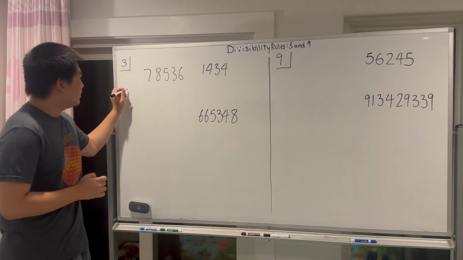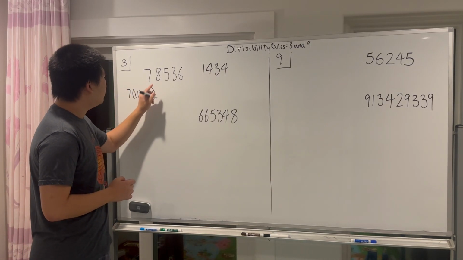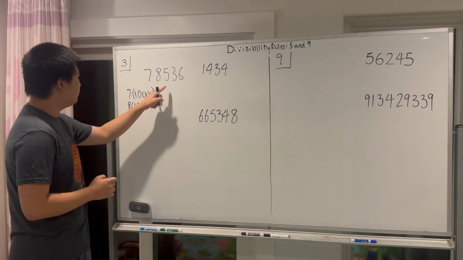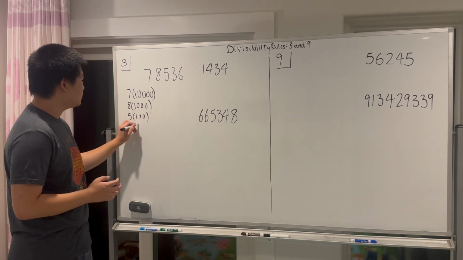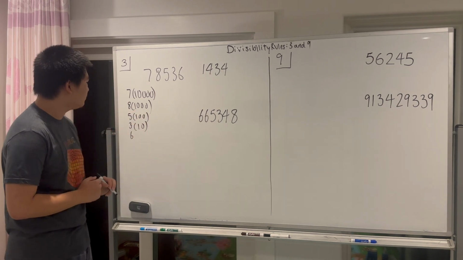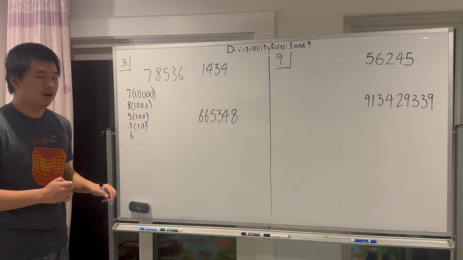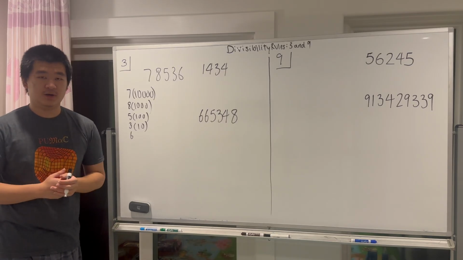The value of this place is 7 times 10,000. The value of this is 8 times 1,000. The value of this is 5 times 100. Then we have 3 times 10 and 6. Now, 10,000, 1,000, 100, 10, what do they all have in common? They all have remainder 1 when divided by 3.